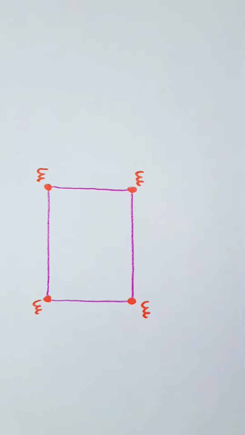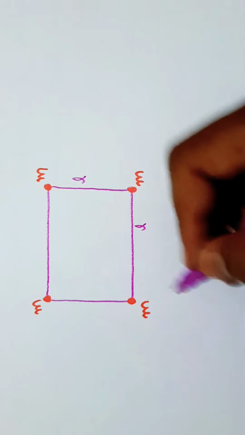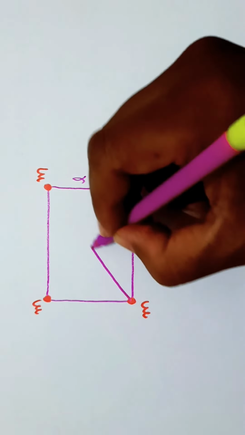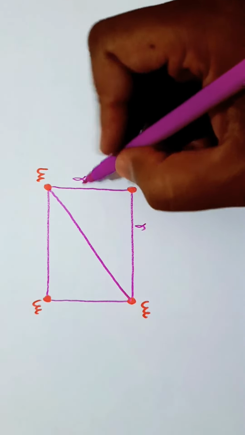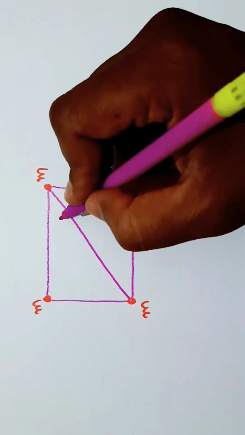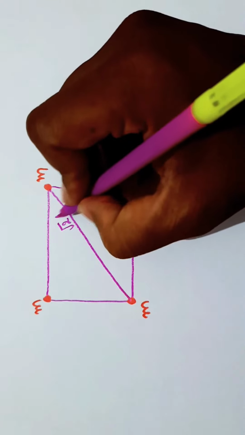So here the side is L. So this length is, here it is L, here it is L. So that is square root of L square plus L square, that is root 2 L.